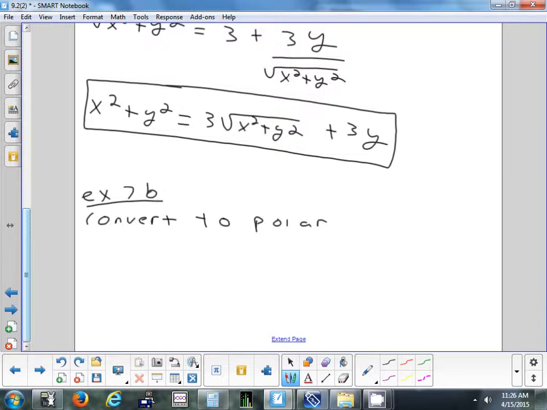Oh, Kelsey? Yeah, y equals mx plus b. Now, if you're going to convert that to polar, what letters need to go away here? Augustine? X and y. Why not m and b? Why don't those have to go away?